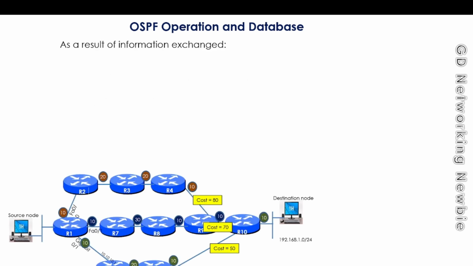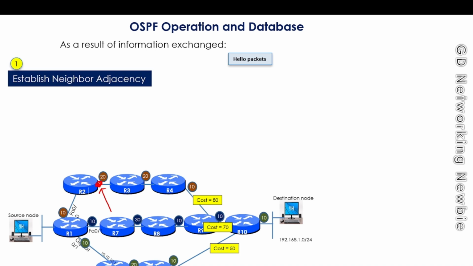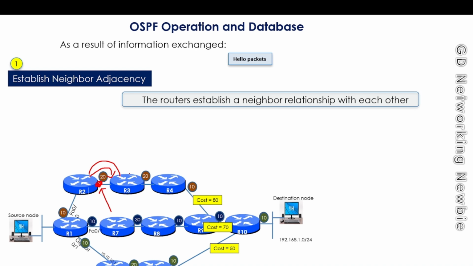So in the very first step, what happens? As we enable the OSPF routing protocol on some of the interfaces of the router, they start sending hello packets to each other. As a result of this exchange of hello packets, these routers establish a neighbor adjacency. For example, this router will be sending hello to this router and this router will be sending hello to this router. In this way they establish neighbor adjacency. Adjacency means the routers establish a neighbor relationship with each other. As a result, they create an adjacency database, which creates a neighbor table.